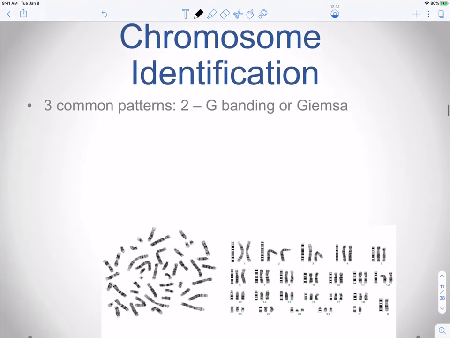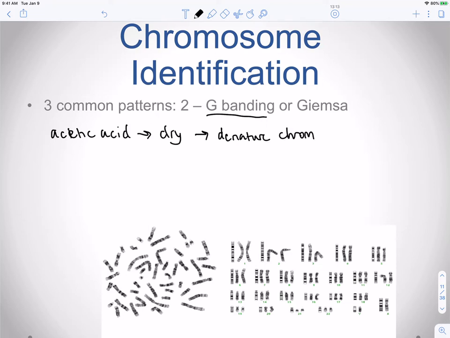Now, most people are more familiar with the Giemsa staining of chromosomes, and this is also called G-banding. This uses an acetic acid fixation, so you have to add acetic acid. And then you do a drying technique. And then you have to denature the chromosomes. This is typically done with heat very easily. You just heat up the chromosomes to denature them. You can also use different enzymes to denature them. Regardless, you need to denature. And then after you denature them, you can stain with Giemsa.